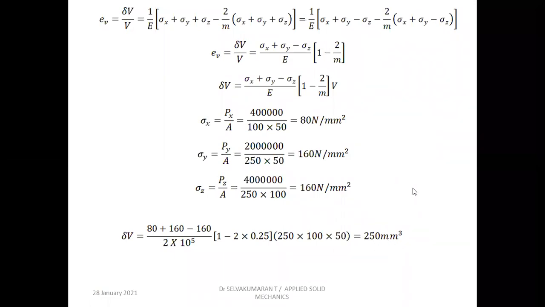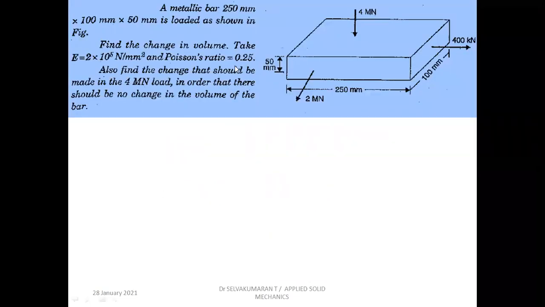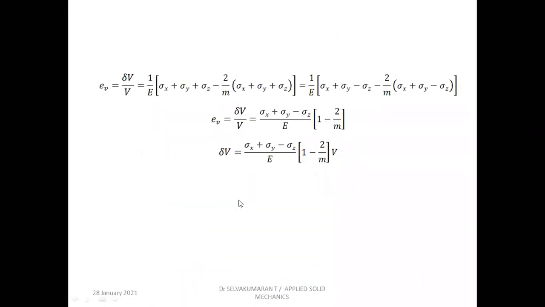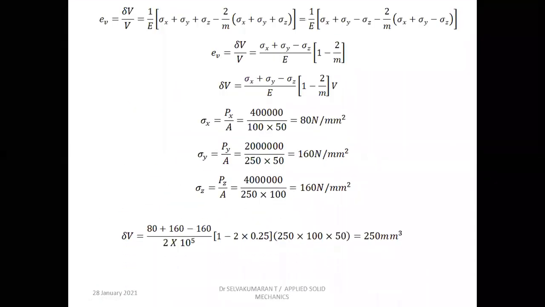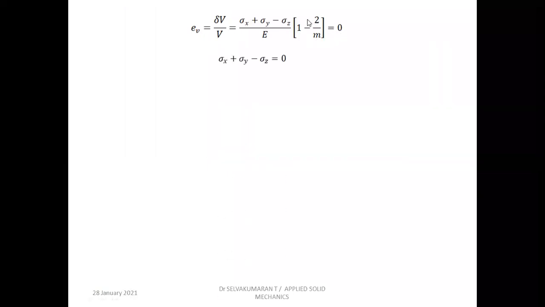Now the second part of the question says to find the change that should be made in the 4 meganewton load in order that there should be no change in the volume of the bar, which means that there is no change in volume at all. So volumetric strain is zero. This is the expression. So we are just saying delta V by V is equal to 0. So what will happen? Well, you just cross multiply it. So this term will vanish. Sigma x plus sigma y minus sigma z is equal to 0.